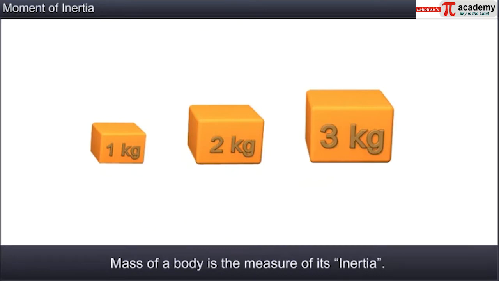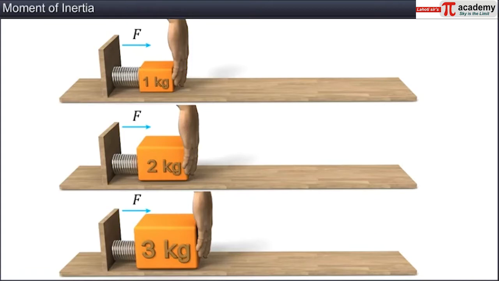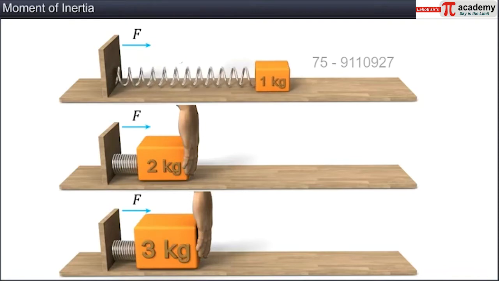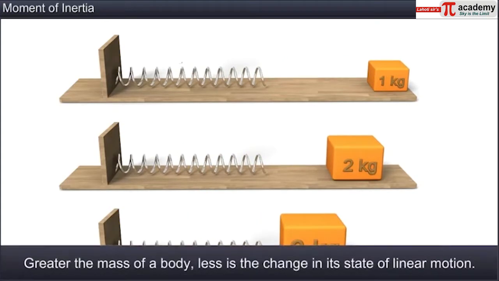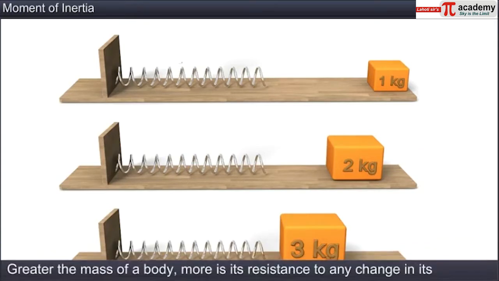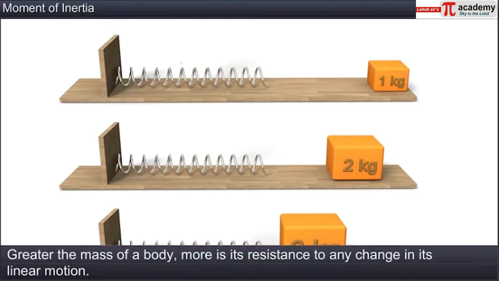We know that the mass of a body is the measure of its inertia. Let's see what happens when 3 different masses are placed in front of a compressed spring. We observe that the force exerted by the compressed spring acting on the bodies of different masses is the same for all of them. But when the spring expands, the 3 different masses move through different distances. That is, the greater the mass of a body, the less is the change in its state of linear motion. Or, in other words, the greater the mass of a body, the more is its resistance to any change in its linear motion.